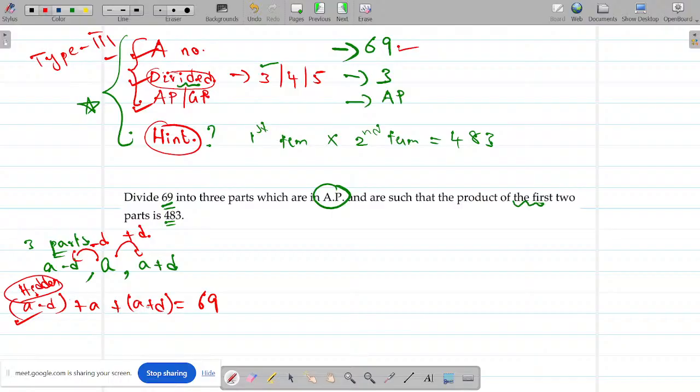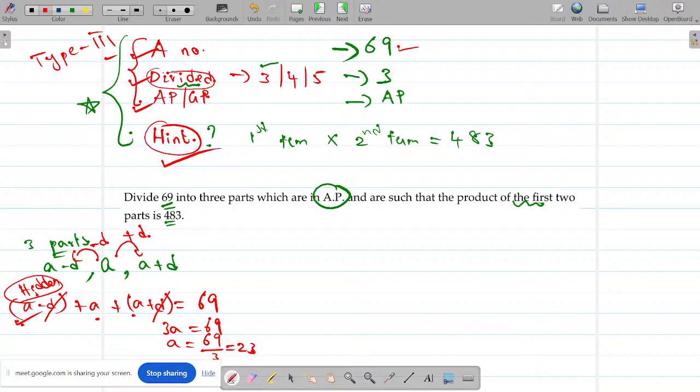So a minus d, a and a plus d. I can cancel minus d and plus d, right? So 1a, 2a and 3a. 3a is equal to 69. So a is equal to 69 divided by 3, which is 23.